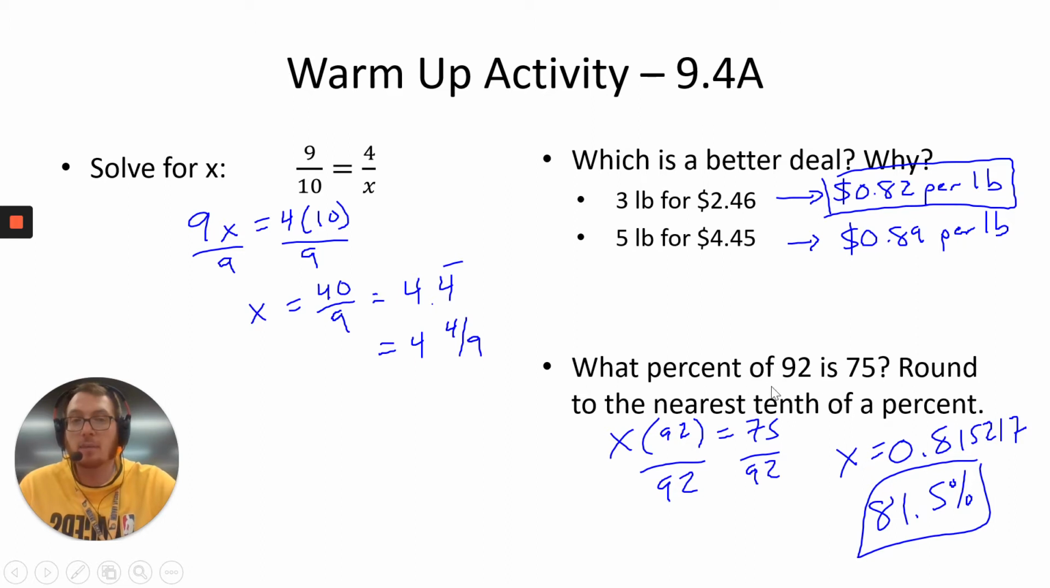When you solve that, remember you have to round to the nearest tenth of a percent. But you have to make that a percent first. So move the decimal 2 spots to the right to multiply by 100 to make it a percent. And then round to the nearest tenth, which would be 81.5%.